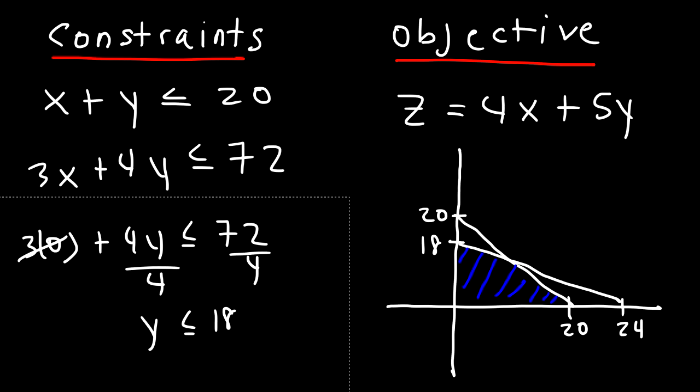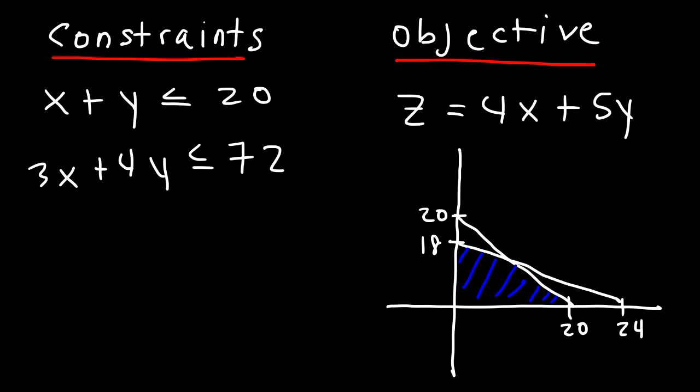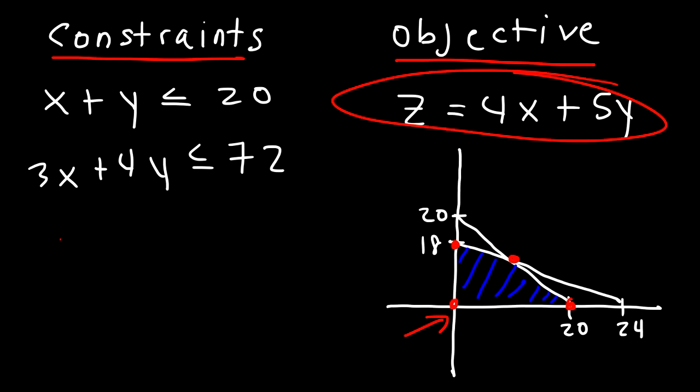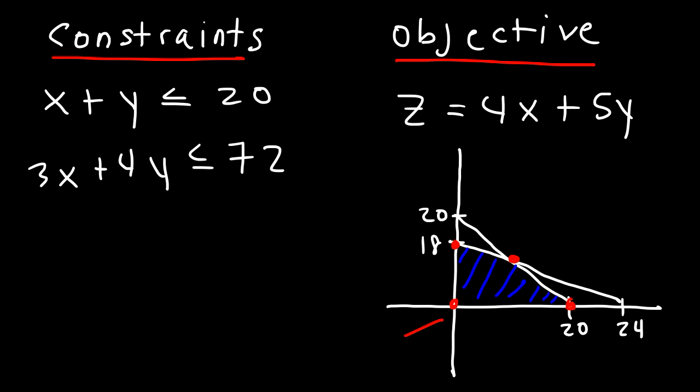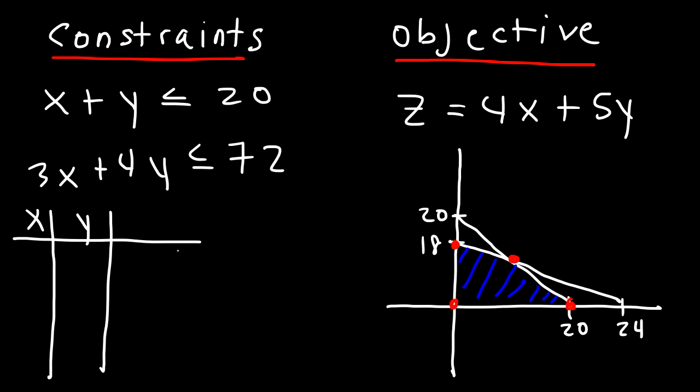Now once you plot the graph, identify the corner points. At one of these corner points, we're going to get a maximum. Now we really don't need this corner point because we're not looking for the minimum of the function. If we plug in 0 and 0, z will be 0. And we want to maximize z, so let's ignore that corner point. Now what I like to do at this point is make a table. A table with x, y, and z.